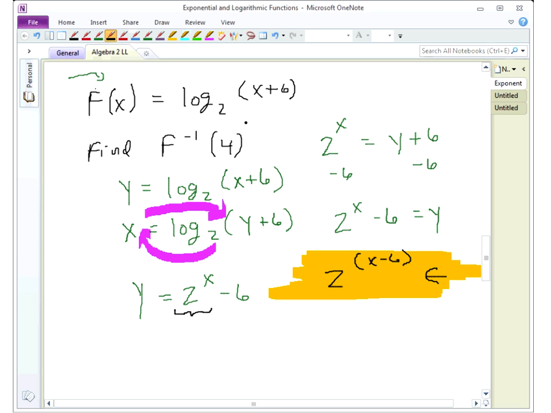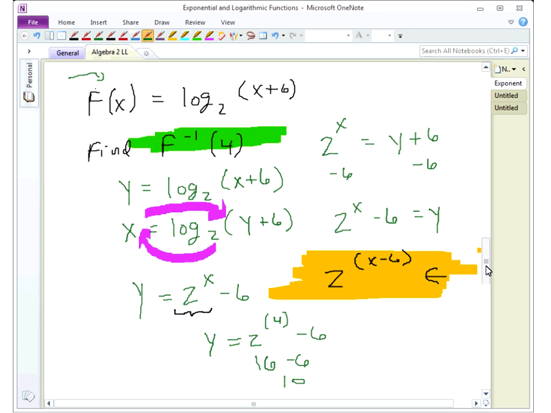But they wanted us to find, it's written right up here for us, the inverse when x is 4. So all I have to do now is plug in that 4 for the x. So y equals 2 to the power of 4 minus 6. 2 to the power of 4 is 16, right? So this just equals 10.